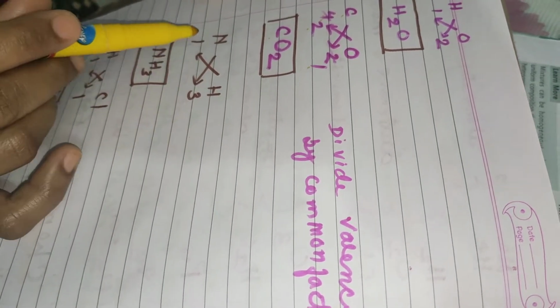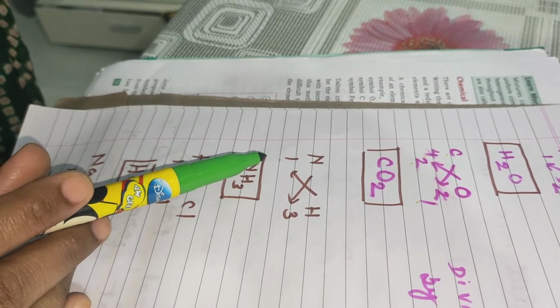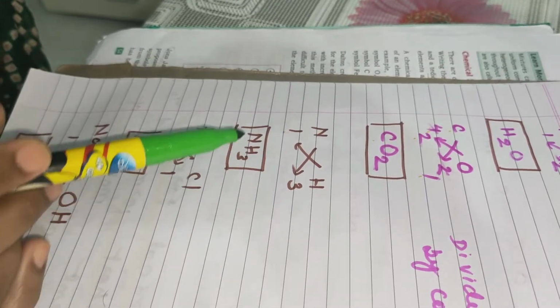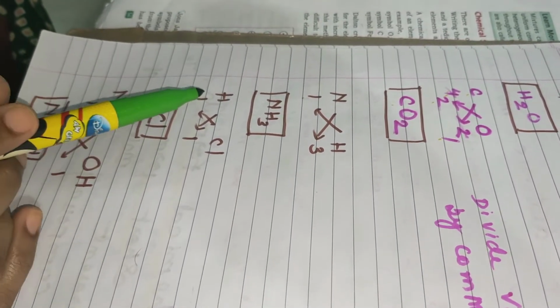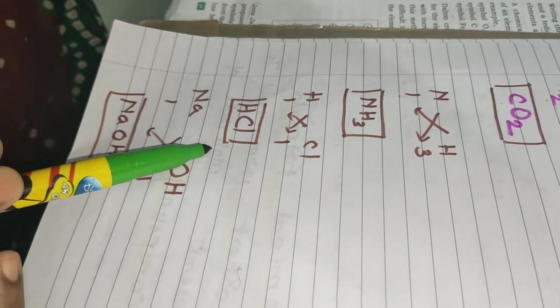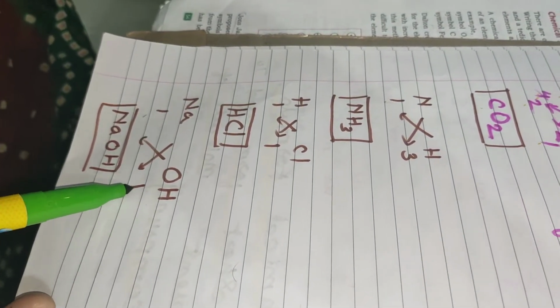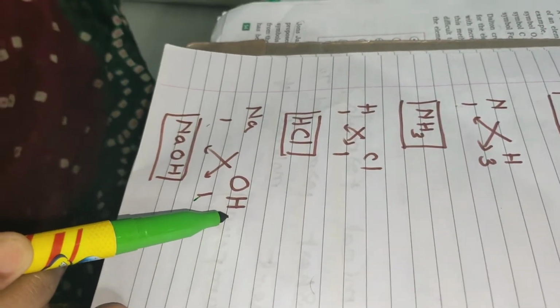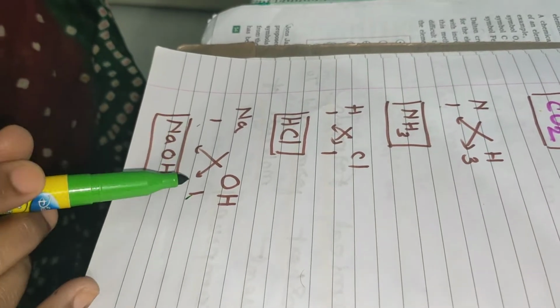Ammonia, NH3: valency of nitrogen is 3, hydrogen is 1, crisscross, NH3. Hydrochloric acid: hydrogen valency 1, chlorine 1, crisscross, HCl. Now, sodium valency 1, hydroxide 1. Okay, so this is a radical. So, NaOH, 1, 1 crisscross.